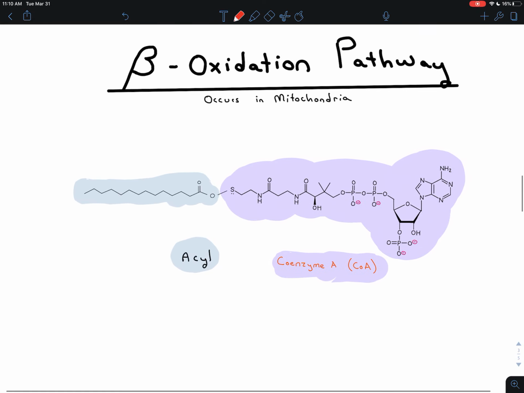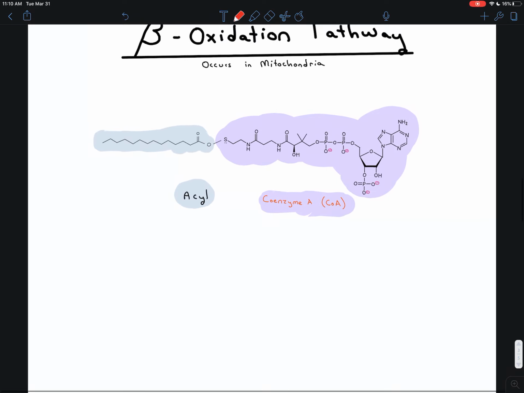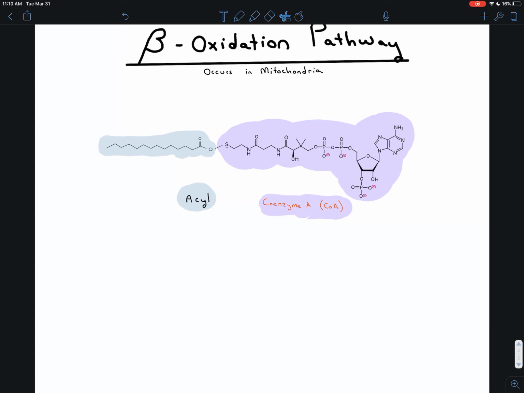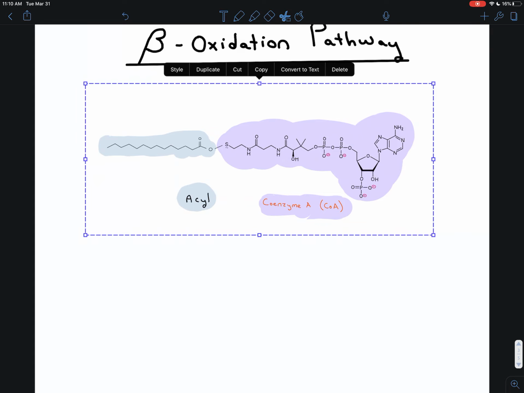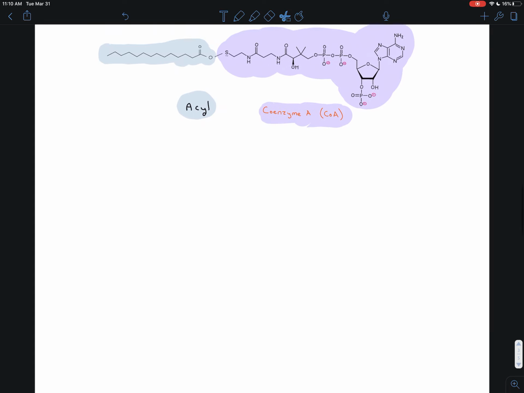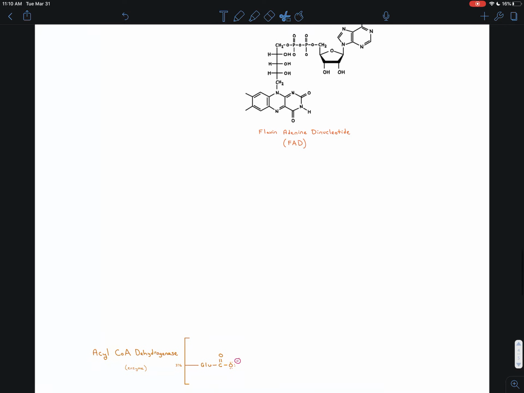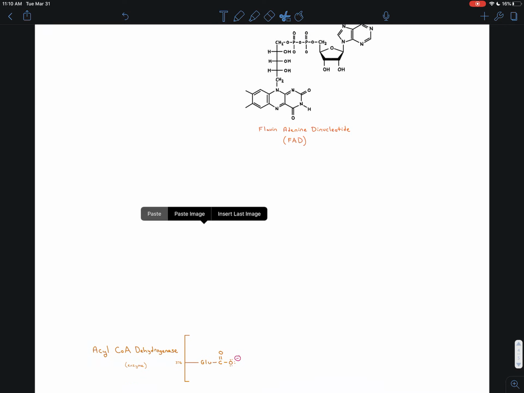Okay, first, let's talk about how to make that pi bond, that degree of unsaturation between the alpha and the beta carbons. Now to do that, we're going to need a couple things. So let's take our acyl-CoA, our fatty acid really, and we're going to need FAD.